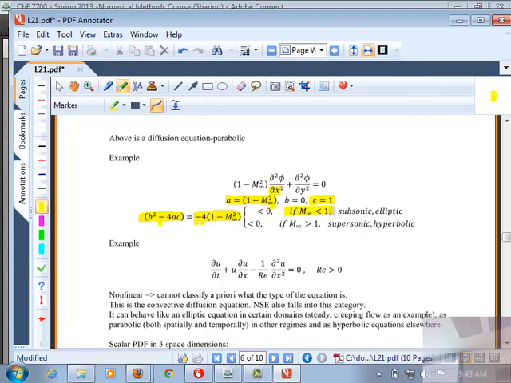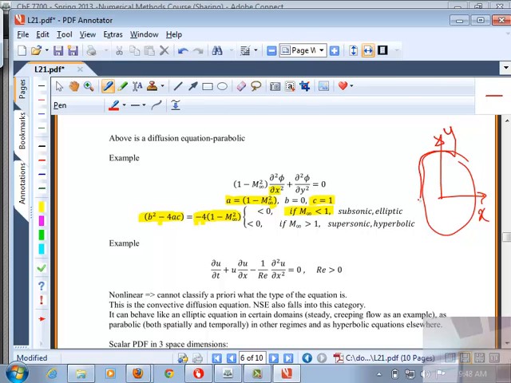Now, if M turns out to be greater than 1, M squared minus 1 makes 1 minus M squared negative, and that negative times minus 4ac makes the discriminant positive, so it is hyperbolic. That makes it supersonic.